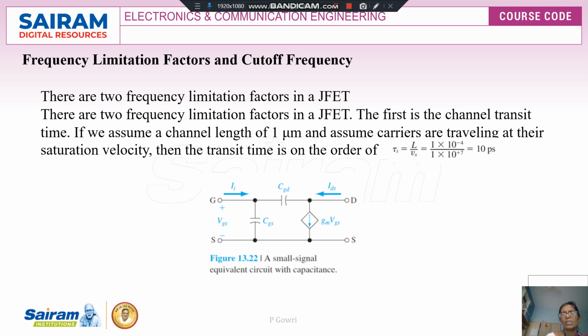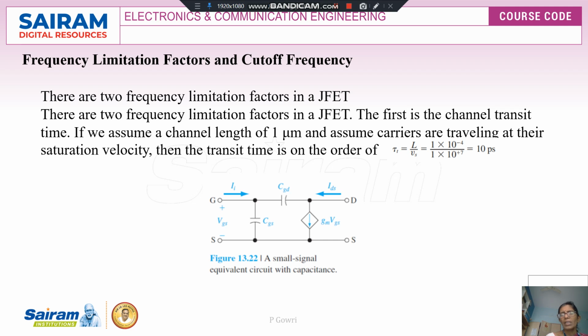So the next one is, what are the frequency limitation factors and the cutoff frequency. There are two frequency limitation factors in a JFET. The first one is the channel transit time. If you assume a channel length of 1 micrometer and assume that carriers are traveling at a saturation velocity, then the transit time is in the order of A is equal to L by Vs, which is equal to 10 picosecond. The next limiting factor is the capacitance.